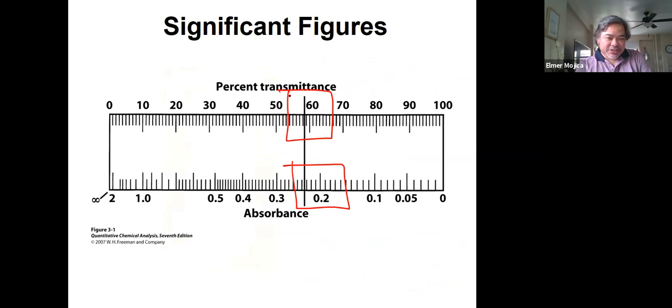If you're going to get it from percent transmittance, you have 50, you count 1, 2, 3, 4, 5, 6, 7, 8. So you're certain until that digit. Why? Because the calibration that you have here is just 1. But you can always estimate the last digit that you have there. So it's between 8 and 9. So it is 0.5, 0.4, 0.3.